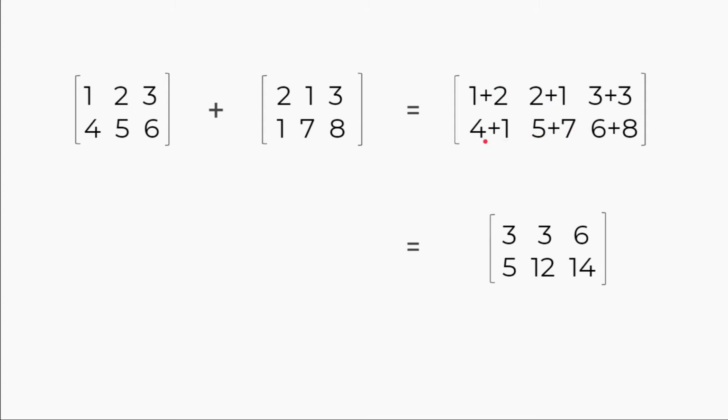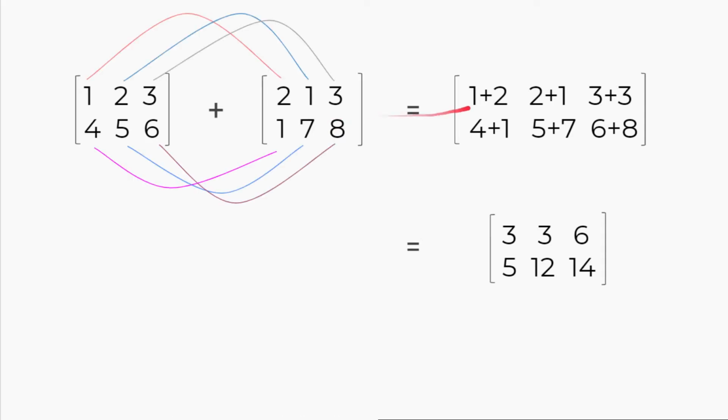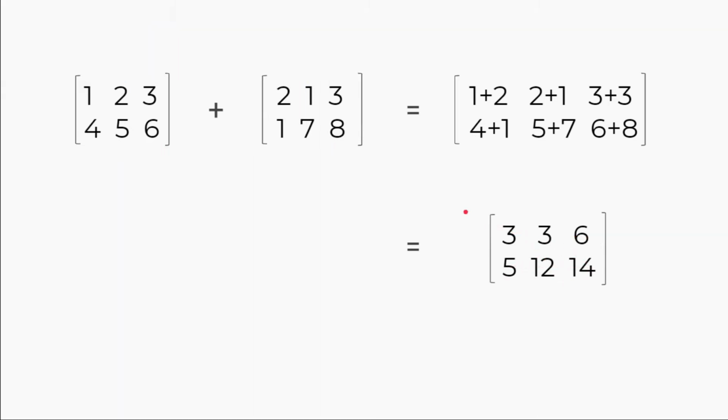To add two matrices, just add the corresponding entries and place this sum in the corresponding position in the resultant matrix. For example, if we have this matrix 1, 2, 3, 4, 5, 6 and 2, 1, 3, 1, 7, 8, then we will add corresponding elements, that is, we will do 1 plus 2, 2 plus 1, 3 plus 3, 4 plus 1, 5 plus 7 and 6 plus 8. So the resultant matrix will be 3, 3, 6, 5, 12 and 14.